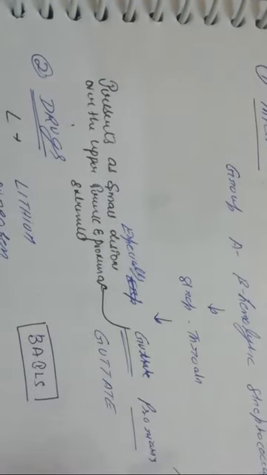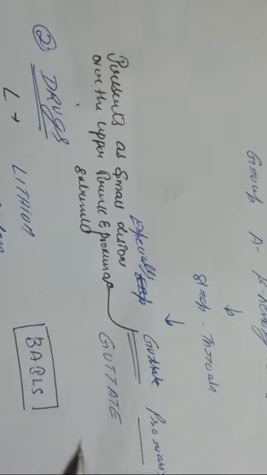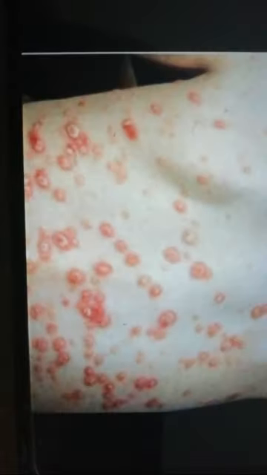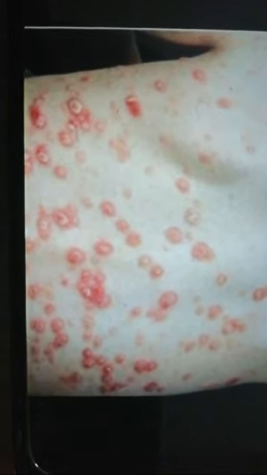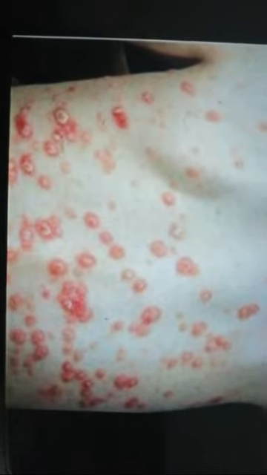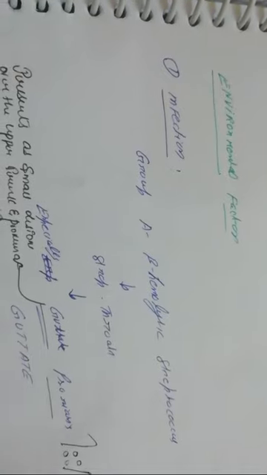What do you mean by guttate? Guttate lesions are small lesions over the upper trunk and proximal extremities. This is how guttate psoriasis looks, right? They present as small lesions over the trunk and the proximal extremities. So that's all we have to understand regarding these external factors. Infection can cause psoriasis. Not only infections, even drugs can also cause psoriasis.